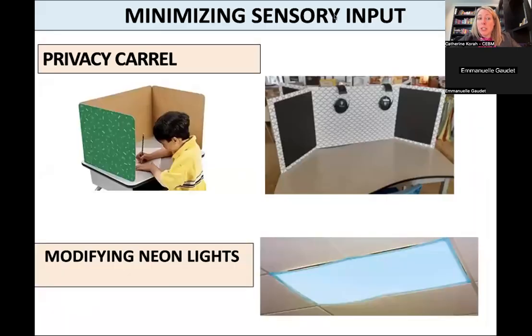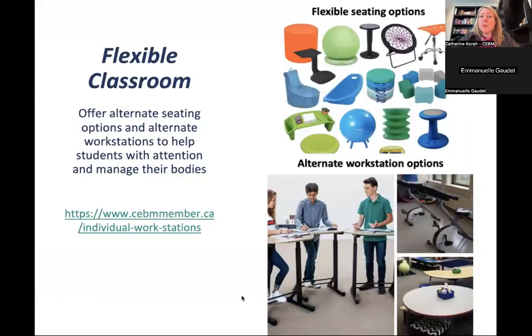Again, in terms of sensory input, maybe remove some of the neon lights, or have a cover to dim some of the neon brightness of the lights. Maybe have privacy folders, especially if they're doing individual work, and noise canceling headsets, and so forth. There are so many items that exist now that all students can benefit from, not just a neurodivergent population.